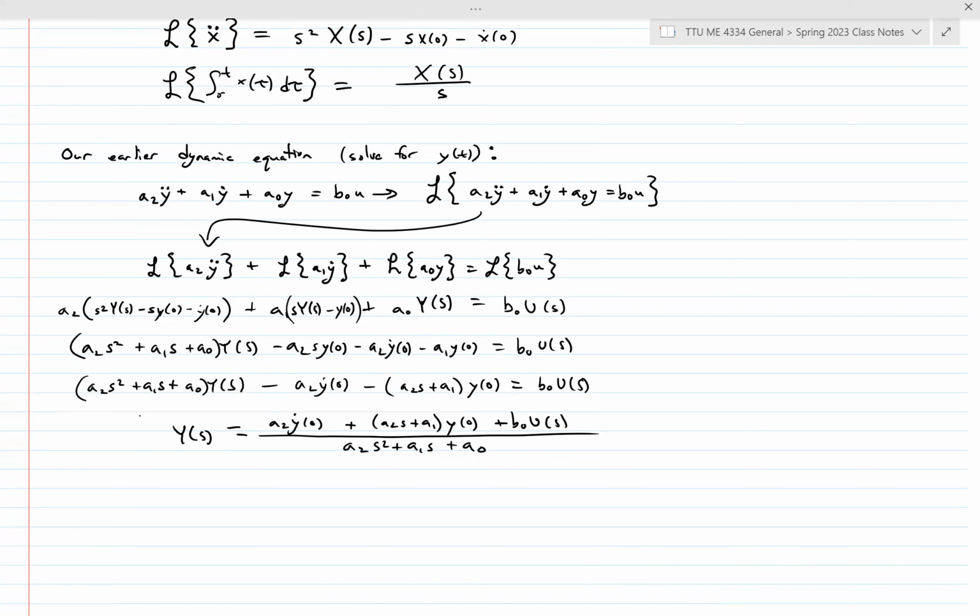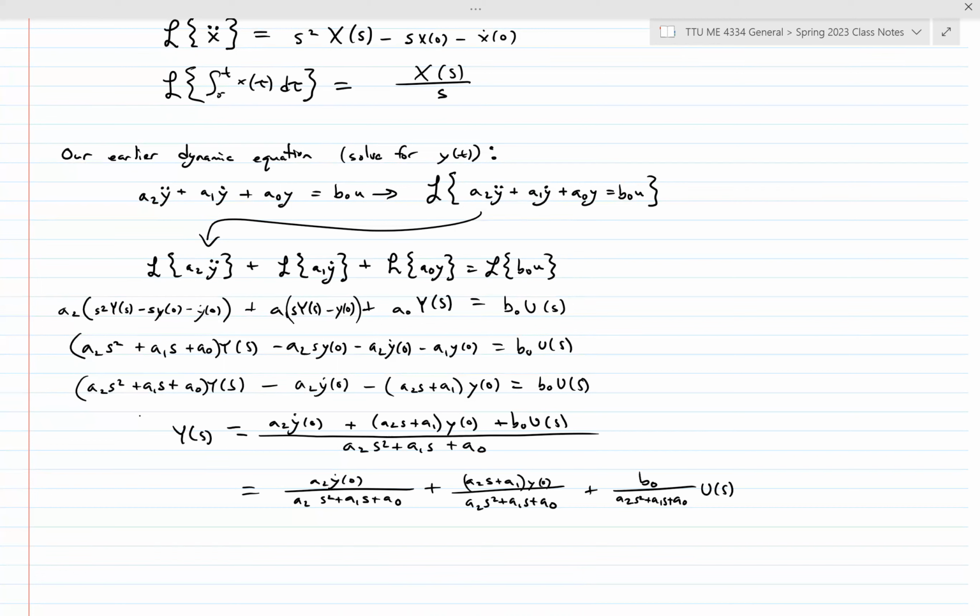And typically, the way that you'd represent these things is you wouldn't group all these together. I'd do A2 Y dot of 0 over A2 S squared plus A1S plus A0. And then I'd have this numerator term here divided by that same denominator. And then B0 divided by that denominator times U of S. Right? Okay.